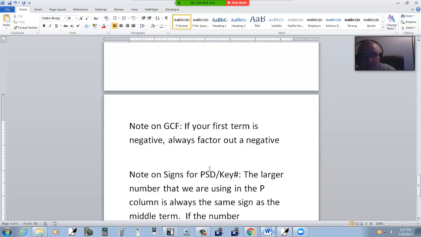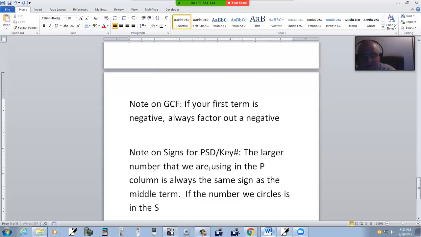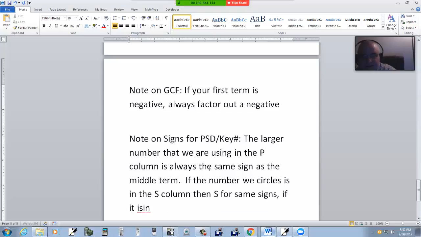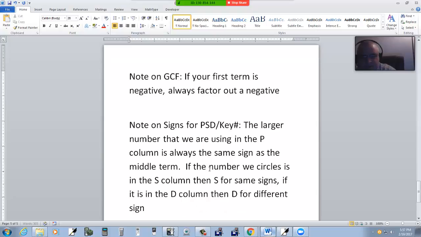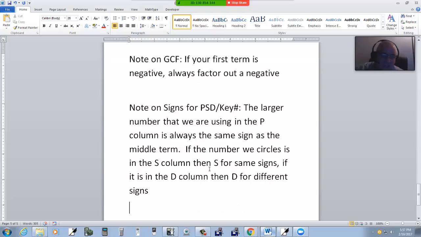If the number we circled is in the S column, then S for same signs. If it is in the D column, then D for different signs. S for same signs. They're both positive or both negative. Different signs. That means one's positive, one's negative.